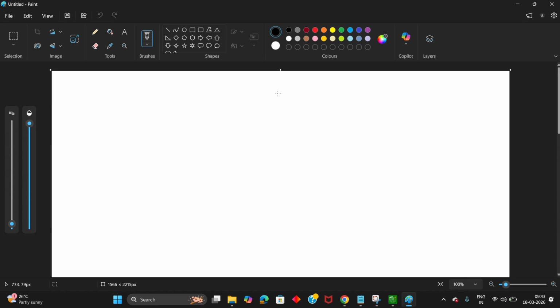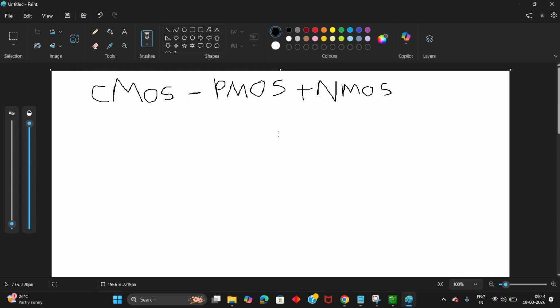So for example, we are going to use CMOS technology to write the code in the switch level model. What is meant by CMOS? CMOS is the complementary metal oxide semiconductor. CMOS involves both PMOS and NMOS. It is the combination of PMOS and NMOS. For any CMOS circuit, there are two types of circuitry. One is the pull-up network.